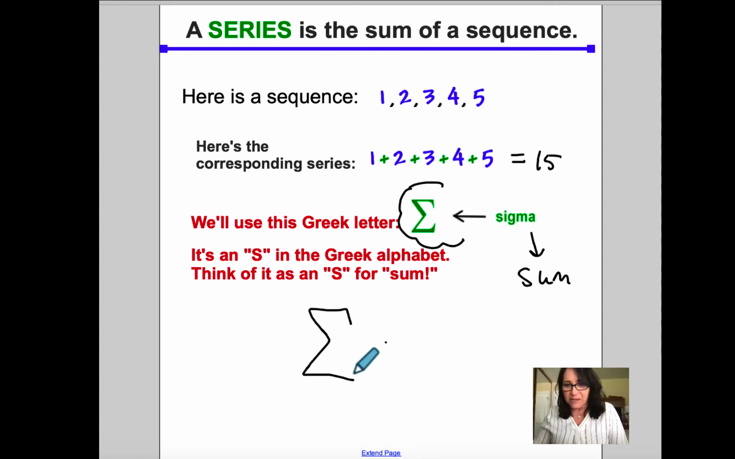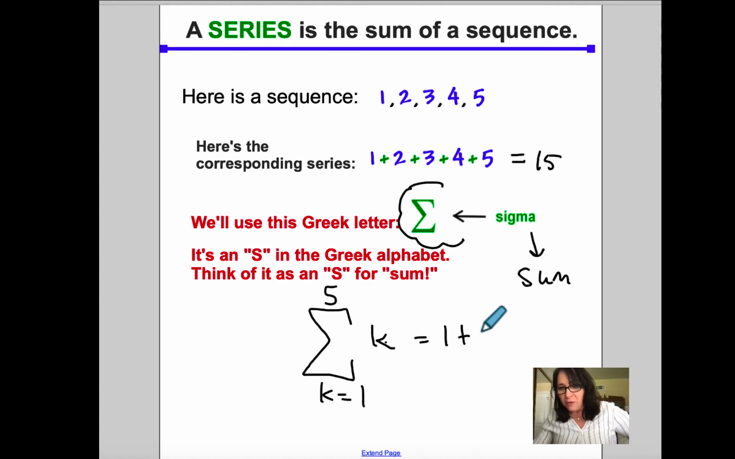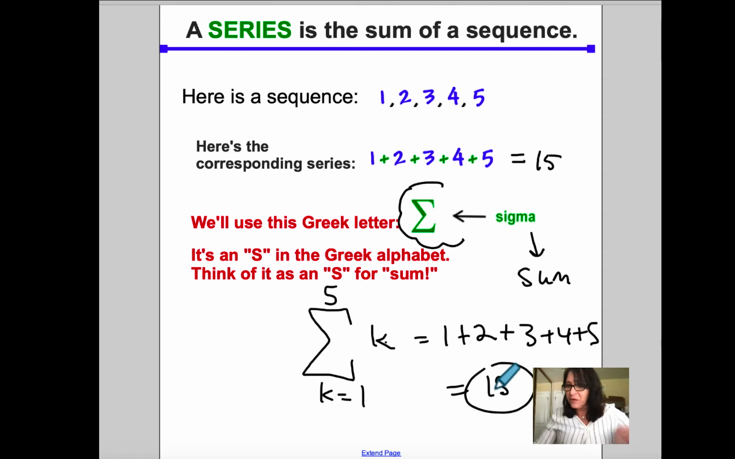You could see something like this, where you have the sigma, and you can call these values k, and you would say the first term, which is k equals 1, to the fifth term, so 1 to 5, and you are writing just the value of k. And so this would look like plugging in 1 for k is 1, plus, because sigma is a sum, the next term, if I plug in 2, I would put that here. Next term 3, next term 4, and then the last term would be 5. And so the sum of this series would be 15.